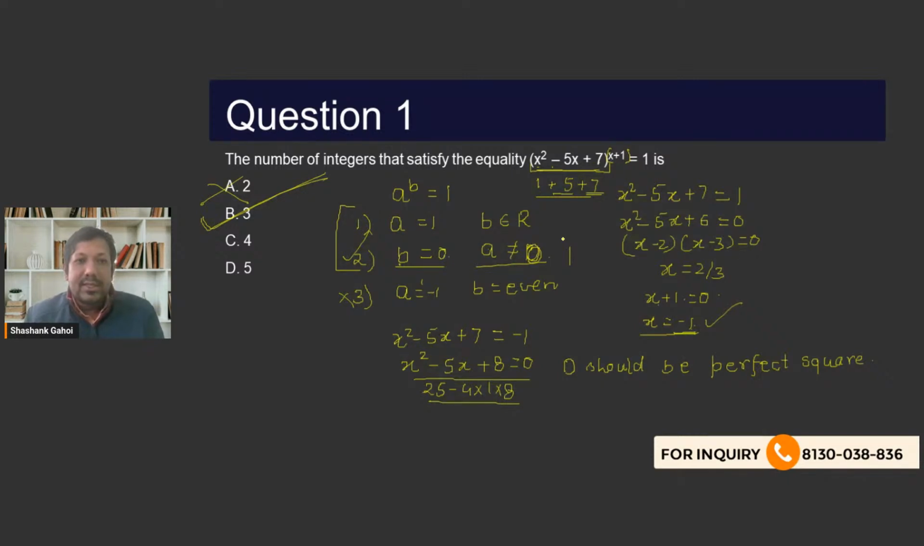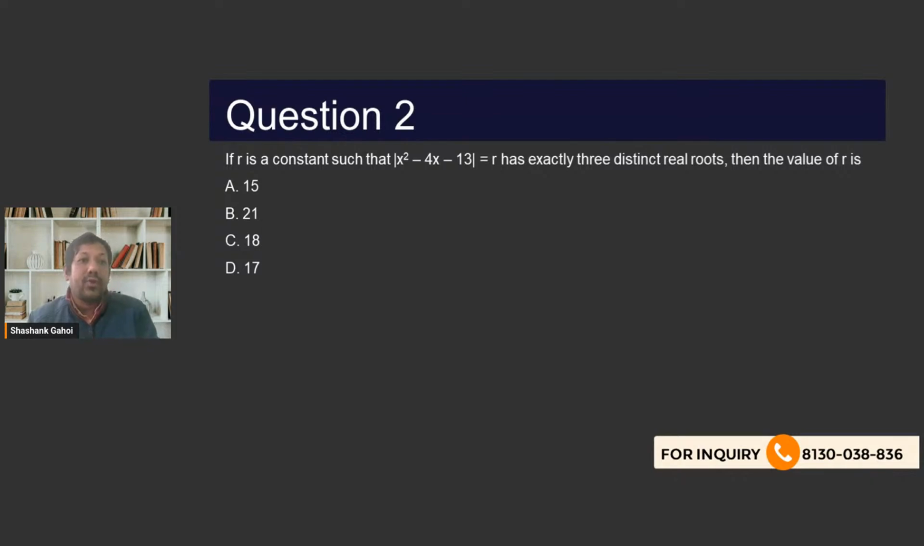Now let's move on to the next question. What does it say? It says that if R is a constant such that this has exactly three distinct roots, what is the value of R? Now this is going to be a little tricky question. How are we going to approach it?